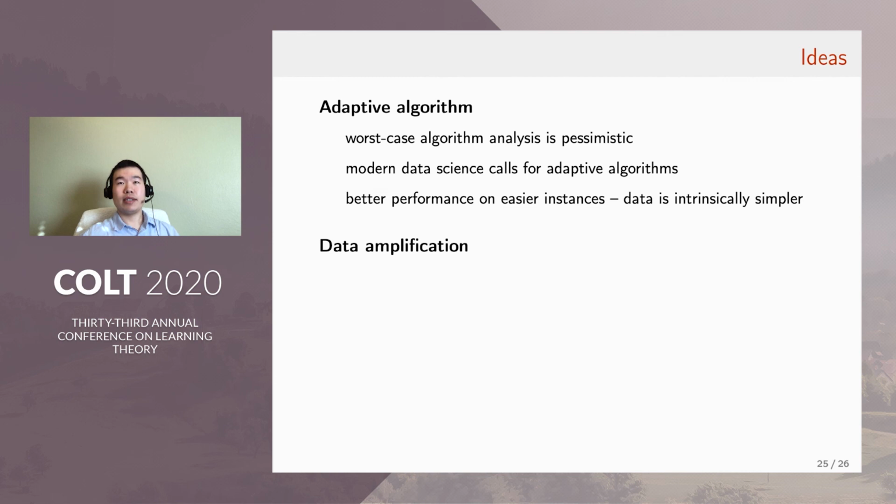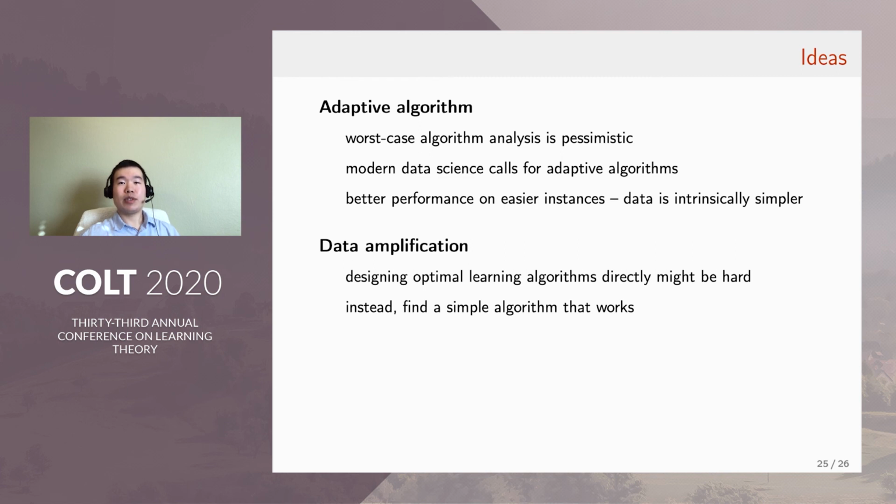The second idea is data amplification. Normally, when someone is asked to design an optimal algorithm, they usually do this directly, and this might be hard. Instead, as we showed in this work, we can first find a simple algorithm that works, which is the empirical estimator in our approach. Then we can emulate its performance by an algorithm that uses smaller sample sizes. So this two-step procedure can be an efficient way to design efficient algorithms.